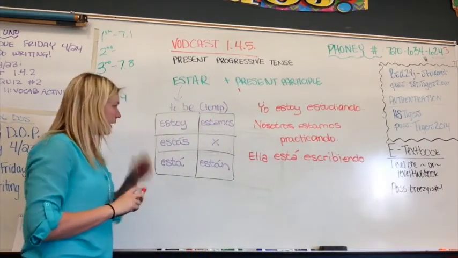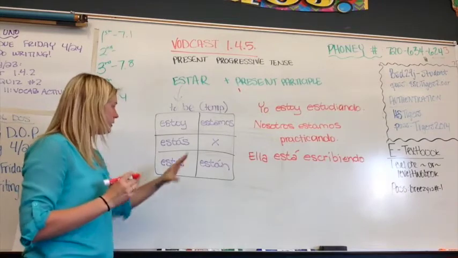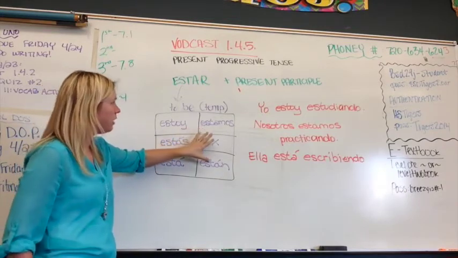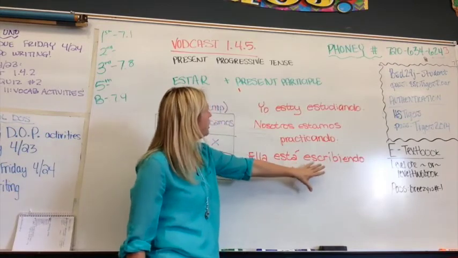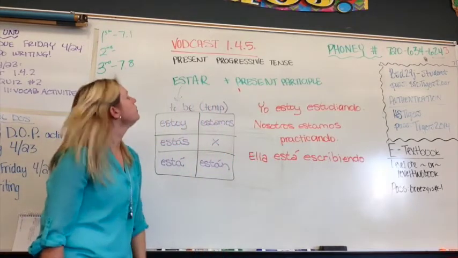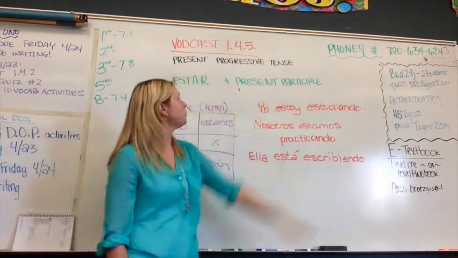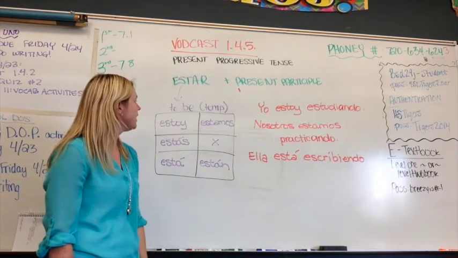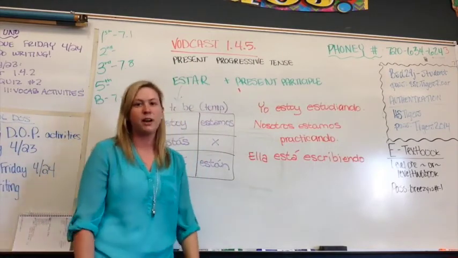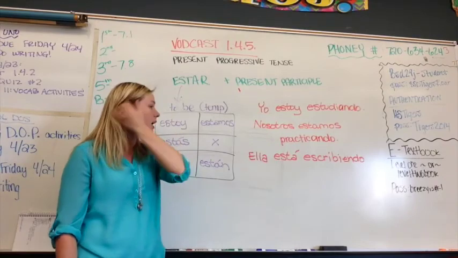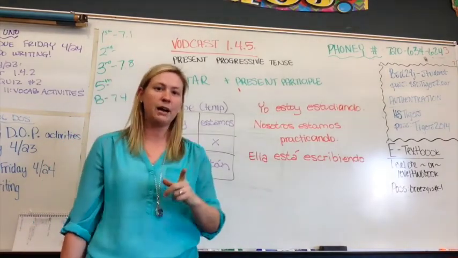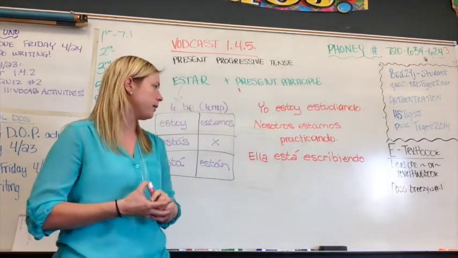So that one's a quick and short topic. You have to know these forms of the verb estar, and you have to know how to form the present participle. Once you know those two things, you can form the present progressive tense. All you need to show me for evidence of this vodcast is your notes. You may not turn in random sheets of paper. They have to be in your packet or in your notebook.